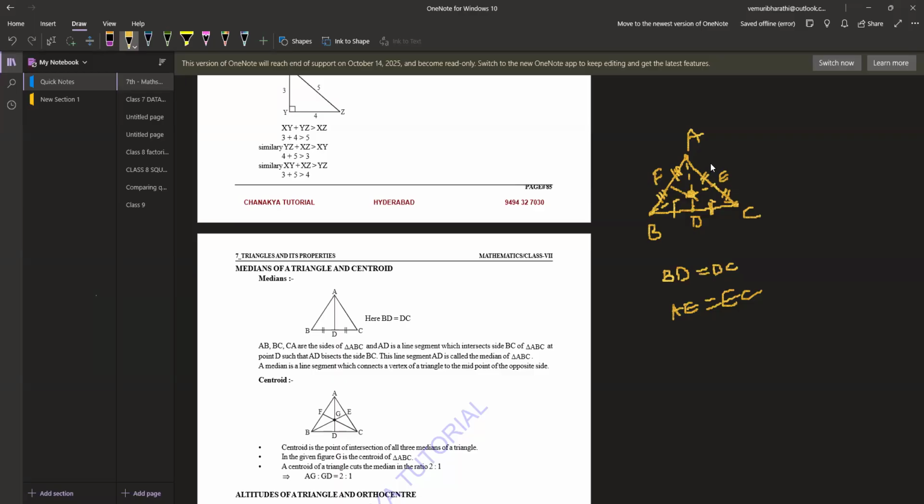The altitudes' meeting point is the orthocenter. These are two points you need to remember. The medians' meeting point is the centroid. The altitudes' meeting point is, sorry, the orthocenter. Medians' meeting point is the centroid. These are the medians. Let me go with altitudes.